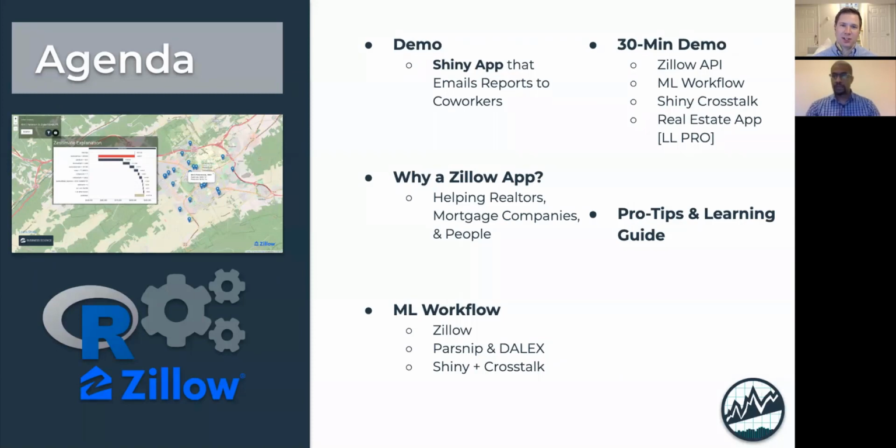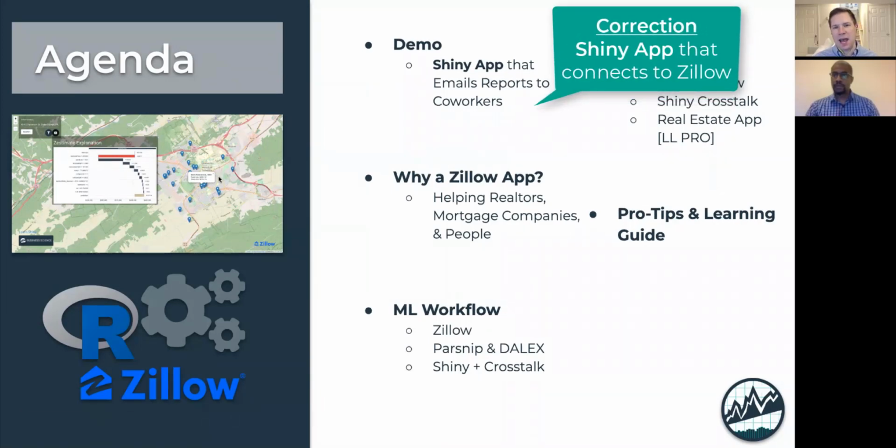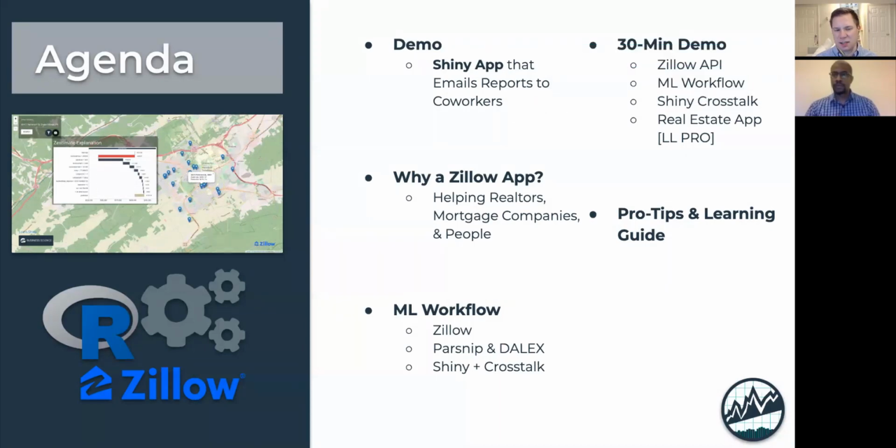All right, so agenda for today. We're going to kick this off with a Shiny app that I created that links up to the R Zillow API. It looks like this, and we'll talk a little bit about what this app is used for, give you a little bit of background about why I built it, and also talk about the key concepts as we go through the application.